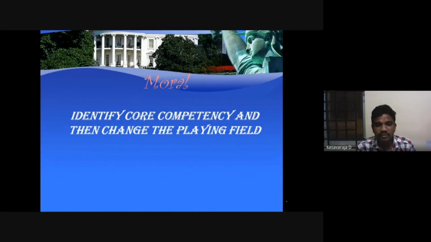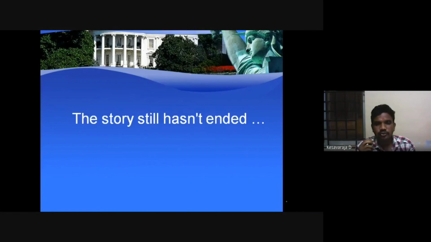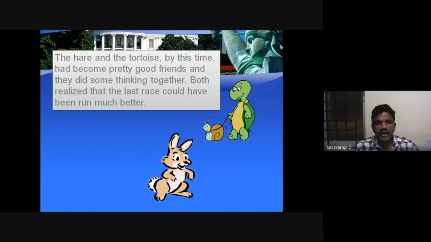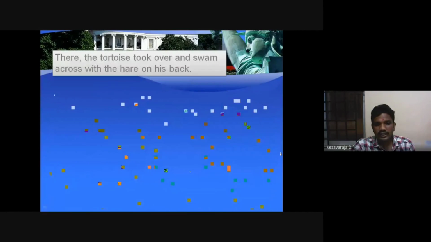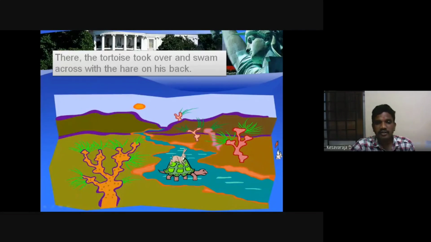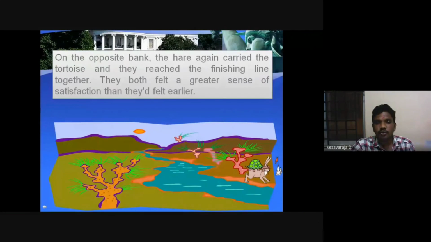Anyway, the hare will lose the race. So the final race, the story continues. Now the hare and tortoise are good friends, and they arrange a final race on the same path. On the ground, the hare takes over the tortoise and runs faster. In the water, the tortoise takes over the hare and swims faster. Again on the ground, the hare takes over the tortoise and runs faster. Now both of them reach the destination in a very short duration.